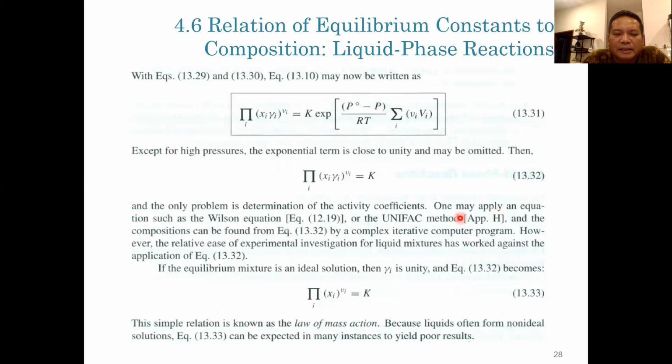So for the equilibrium mixture being an ideal solution, gamma here is unity. Remember, for an ideal solution, gamma will be equal to 1. So we cancel that and then we get this equation. This is a simple relation known as the law of mass action. Because liquids often form non-ideal solutions, liquid does not behave like an ideal solution. But to make our calculation easier, we normally assume it to be an ideal solution.